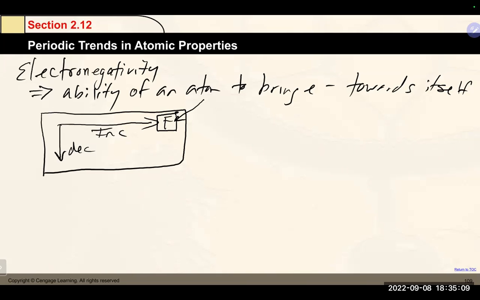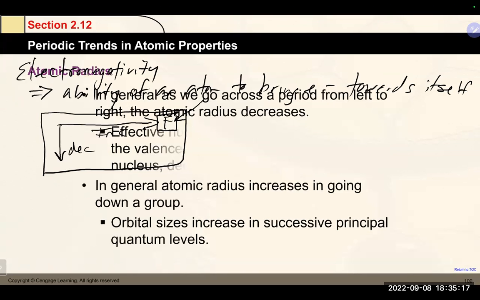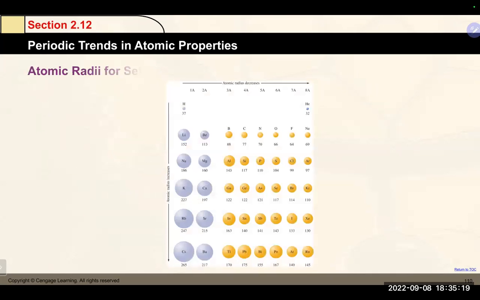So you do need to know what it is. You need to know the general trend. Now, if we look at all of our trends together on the periodic table, we see a couple of things. We see that as we go up and to the right here, our size gets smaller.